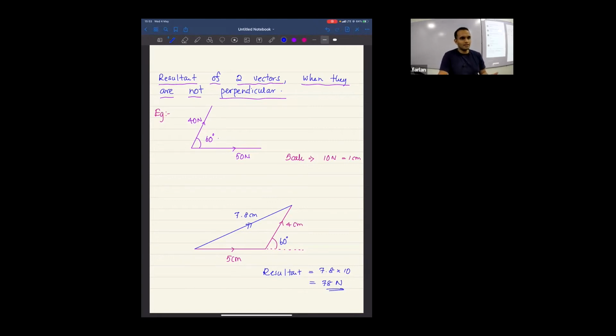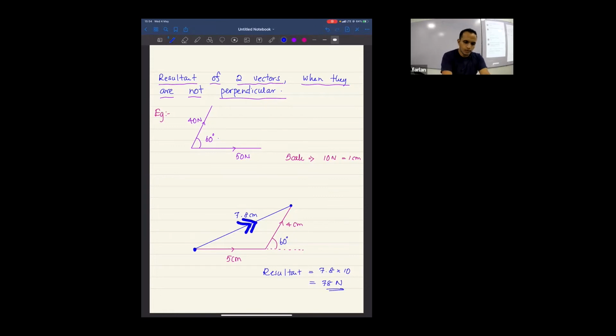I didn't do it, so I can't tell you whether it's right or not. But if you have measured it properly, you can't go wrong. So what is the direction? The direction is always from the starting point. We started from here, and the ending point was here. So this is going to be the direction of the resultant.